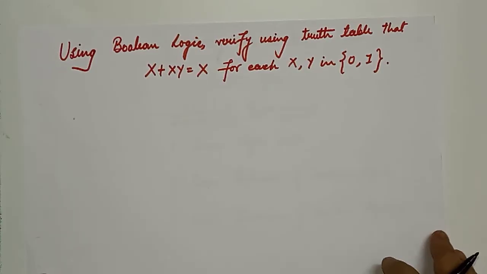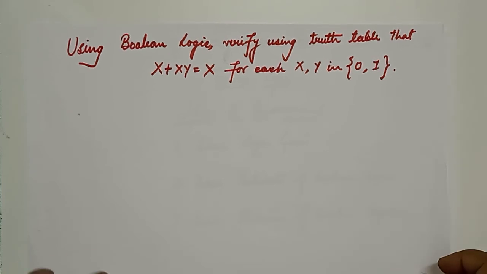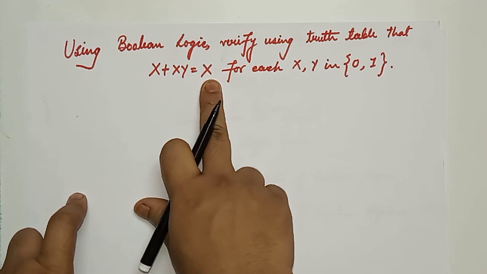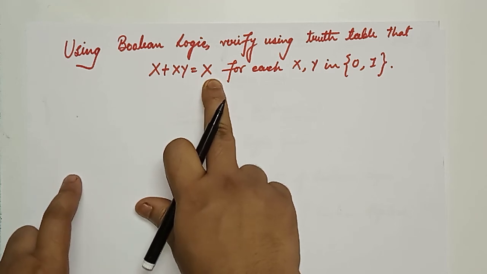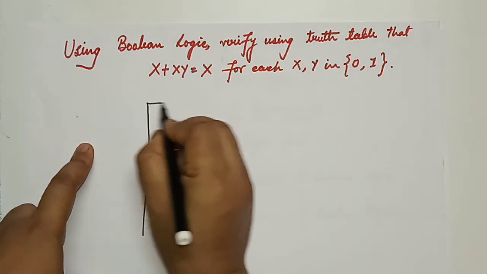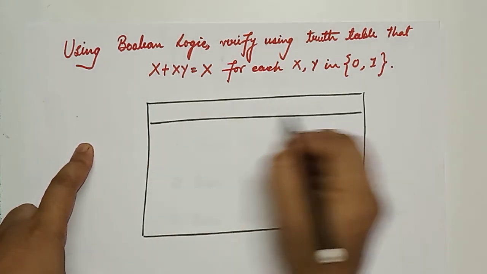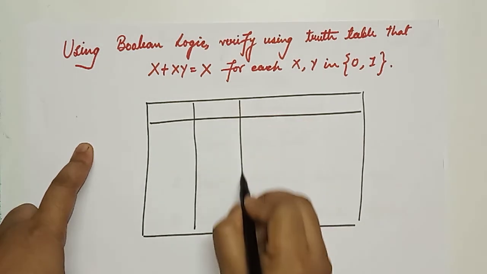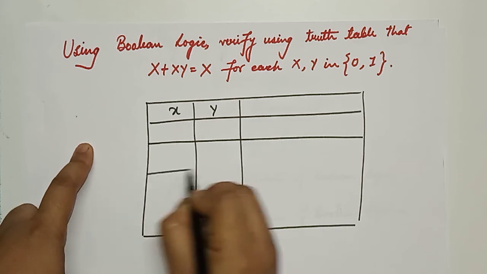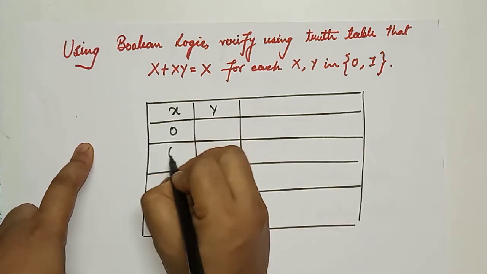Now we will see by using the Boolean logic how we can verify a given Boolean expression. So for this again we have to look into the given expression carefully. How many variables are there? There are two variables. Fine. So let's draw a truth table of two variables, X, Y. This is very important so that we can identify how many possible input combinations are there.